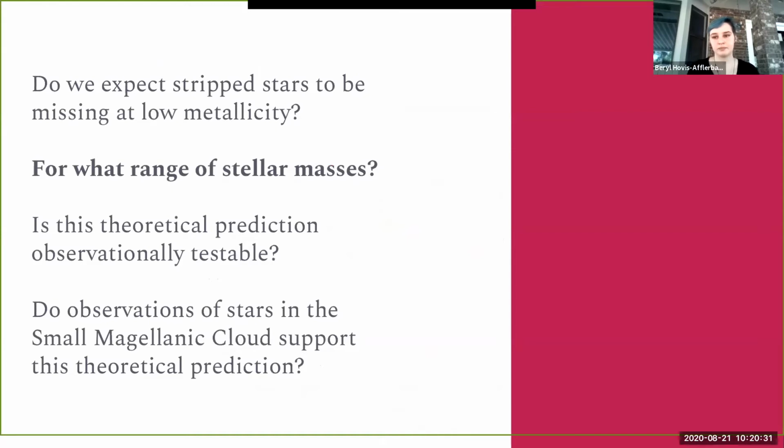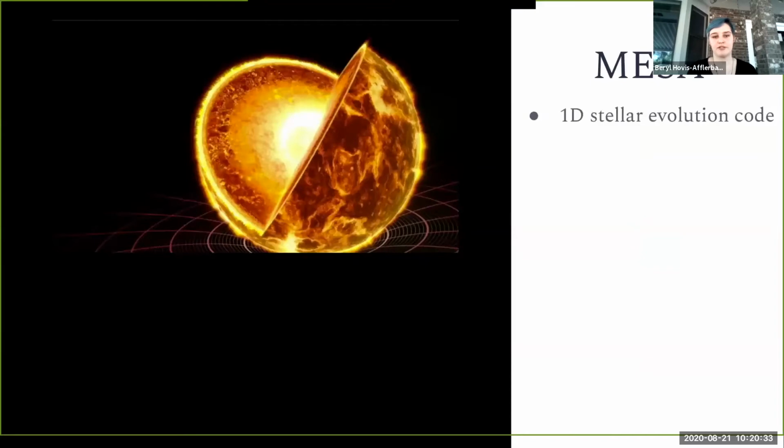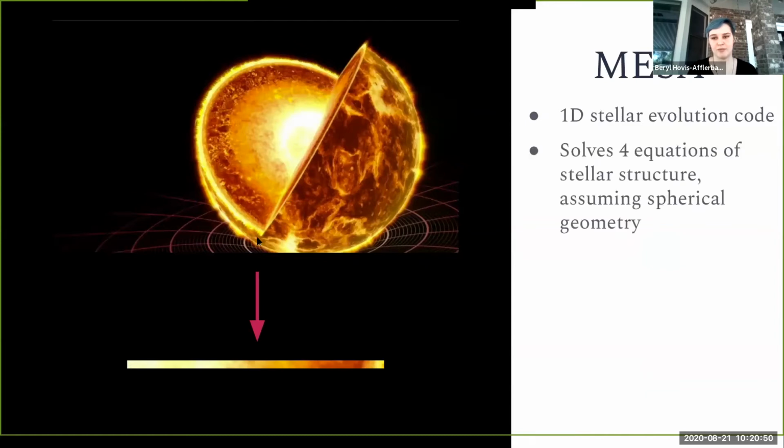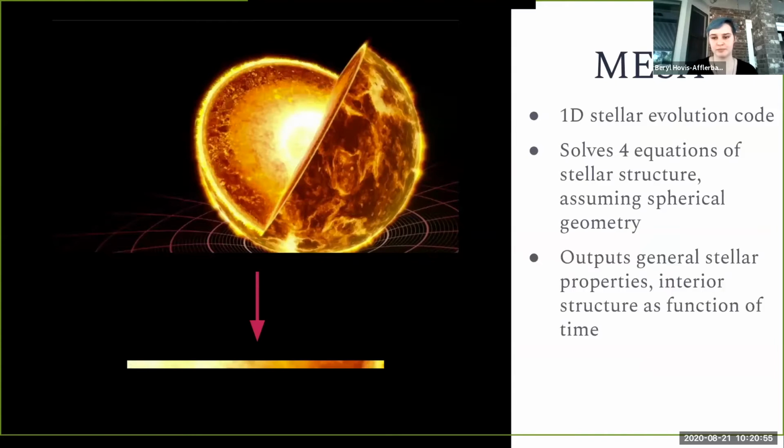To do that, we use a one-dimensional stellar evolution code, to model a star that might look something like this. It's a one-dimensional code showing the radius of the star, and it solves the 4 equations of stellar structure, assuming that the star has spherical geometry. And from that, it outputs general stellar properties as a function of time, as well as the interior structure of the star as a function of time. So we can define things like the core.